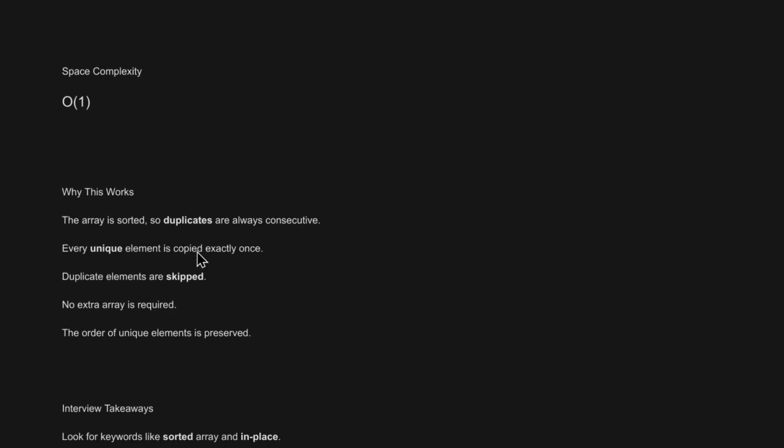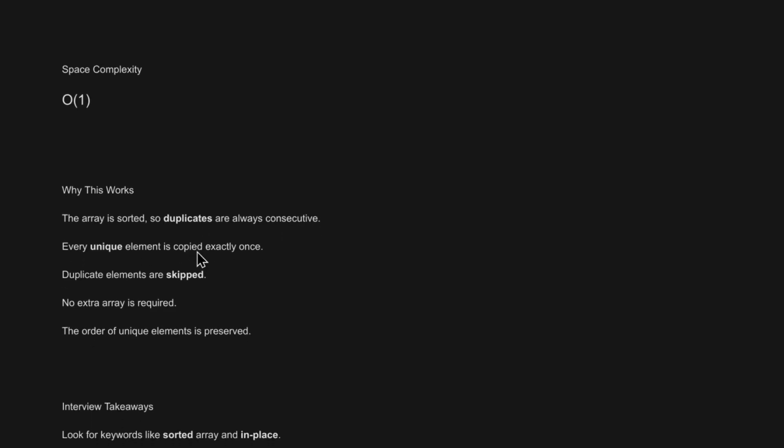Let's analyze the complexity once again. We traverse the array only once, so the time complexity is O(n). Since we are modifying the original array without creating another one, the space complexity is O(1). This satisfies all the constraints of the problem.